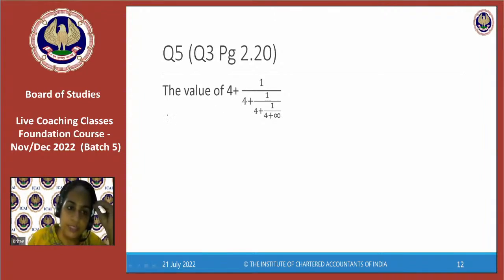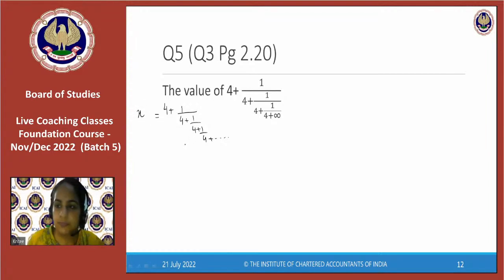See, this looks something like this. You have 4, add it with 1 upon 4, plus add it with the similar number 1 upon, and this goes on. This is like infinite. Because I have to find the value of this entire expression, I say let this entire expression be equal to x.